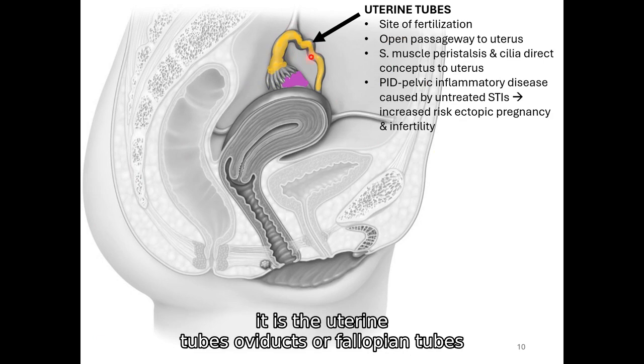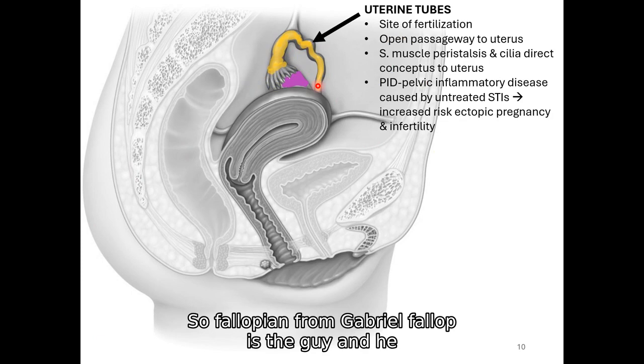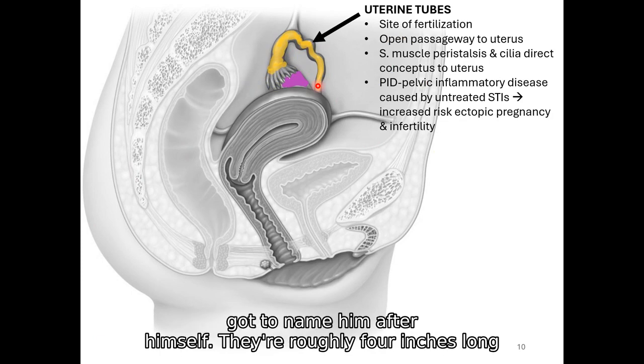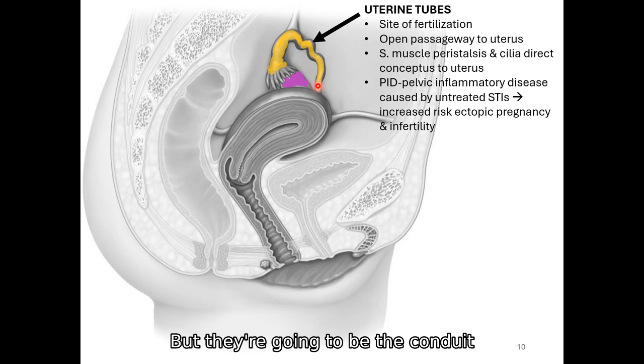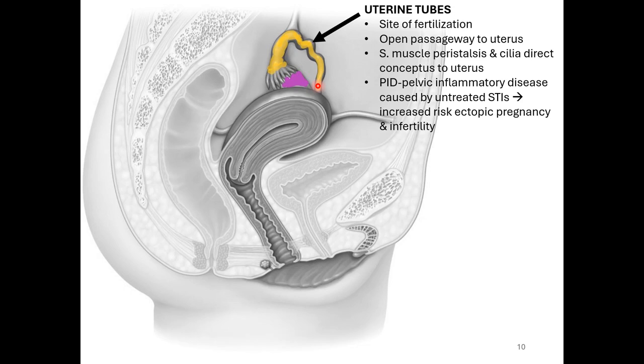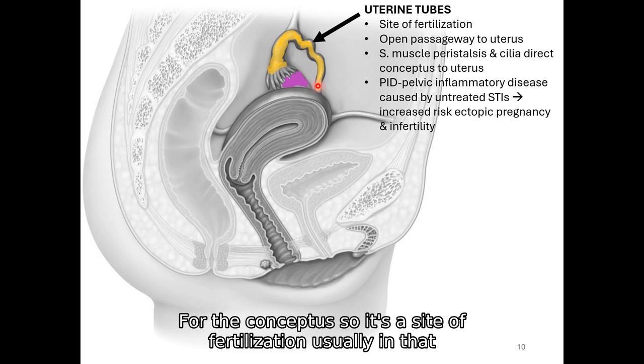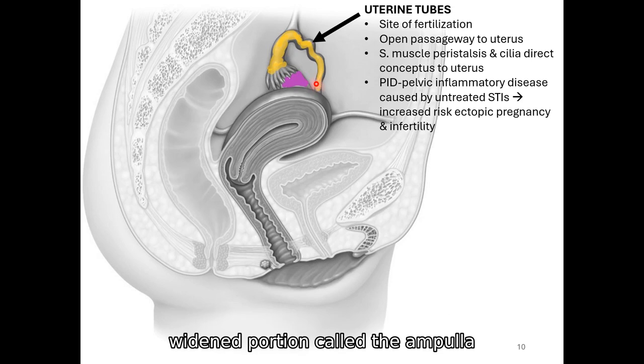And so the rest of it is the uterine tubes, oviducts, or fallopian tubes. Fallopian is from Gabriel Fallope, who got to name it after himself. They're roughly 4 inches long, but they're going to be the conduit for the conceptus. It's a site of fertilization, usually in that widened portion called the ampulla. It is a passageway to our next structure, the uterus.